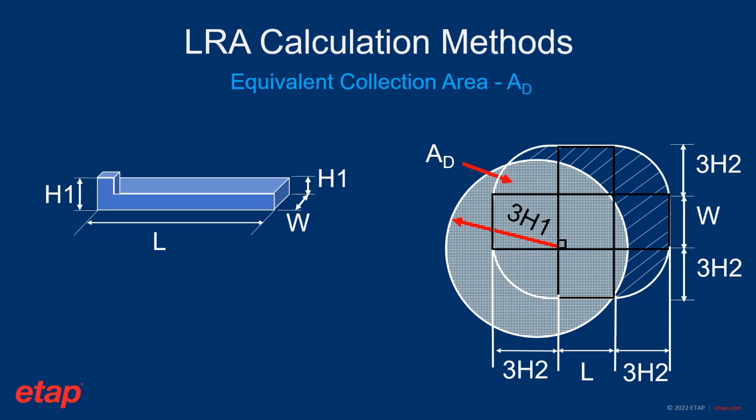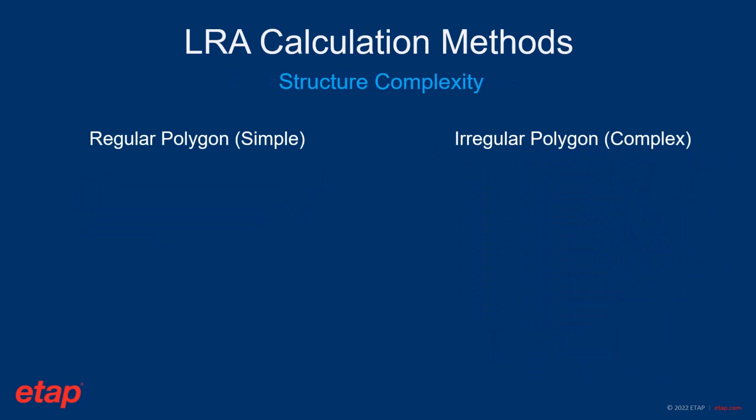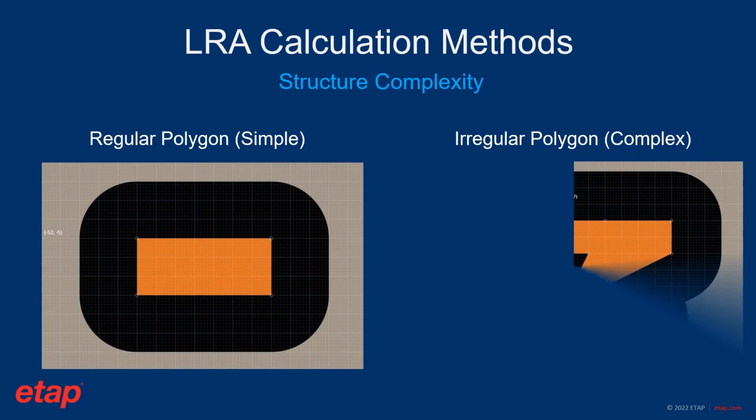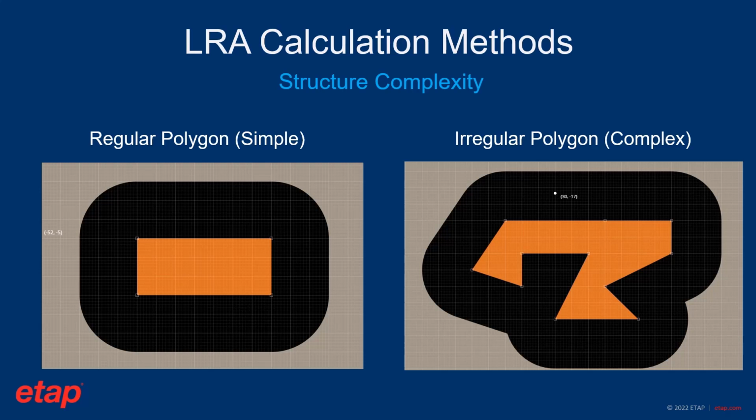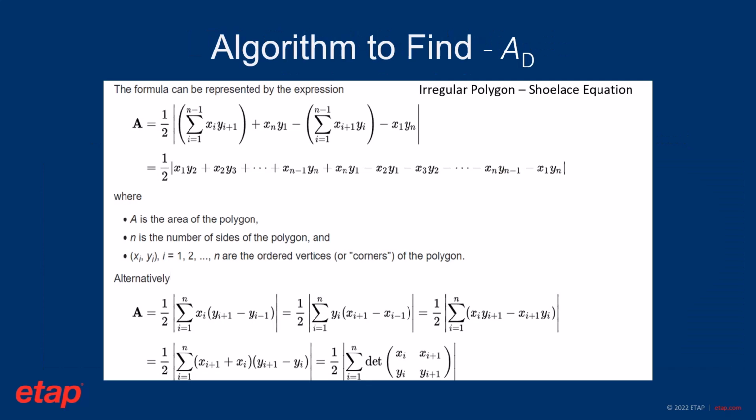So different equations are developed to get the correct geometry of the equivalent collection area, and it could basically be categorized into two simple geometries. The structure's complexity is based on a simple regular polygon or an irregular polygon, which involves a complex structure where the equivalent area is being developed. So these equations provided by the standard can easily give the data that is required to determine AD.